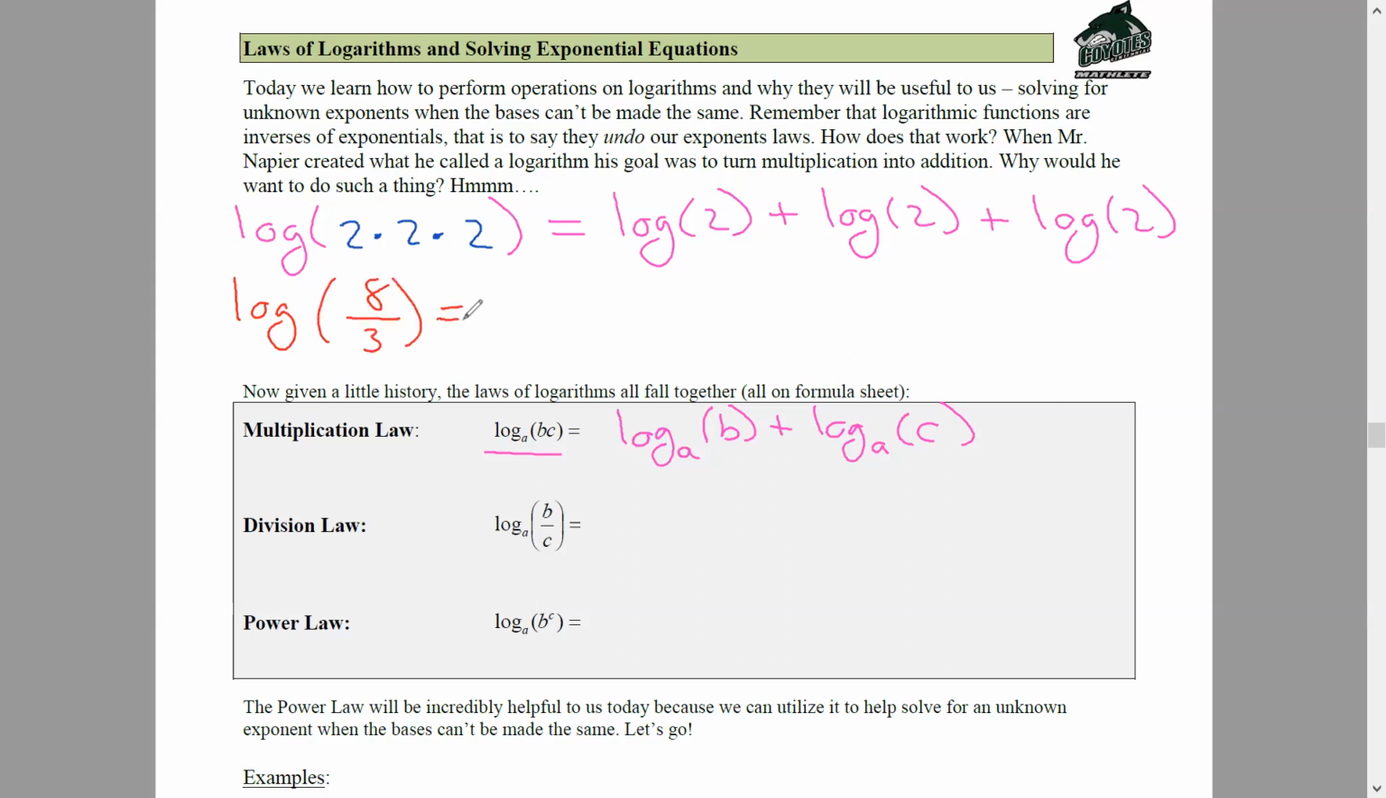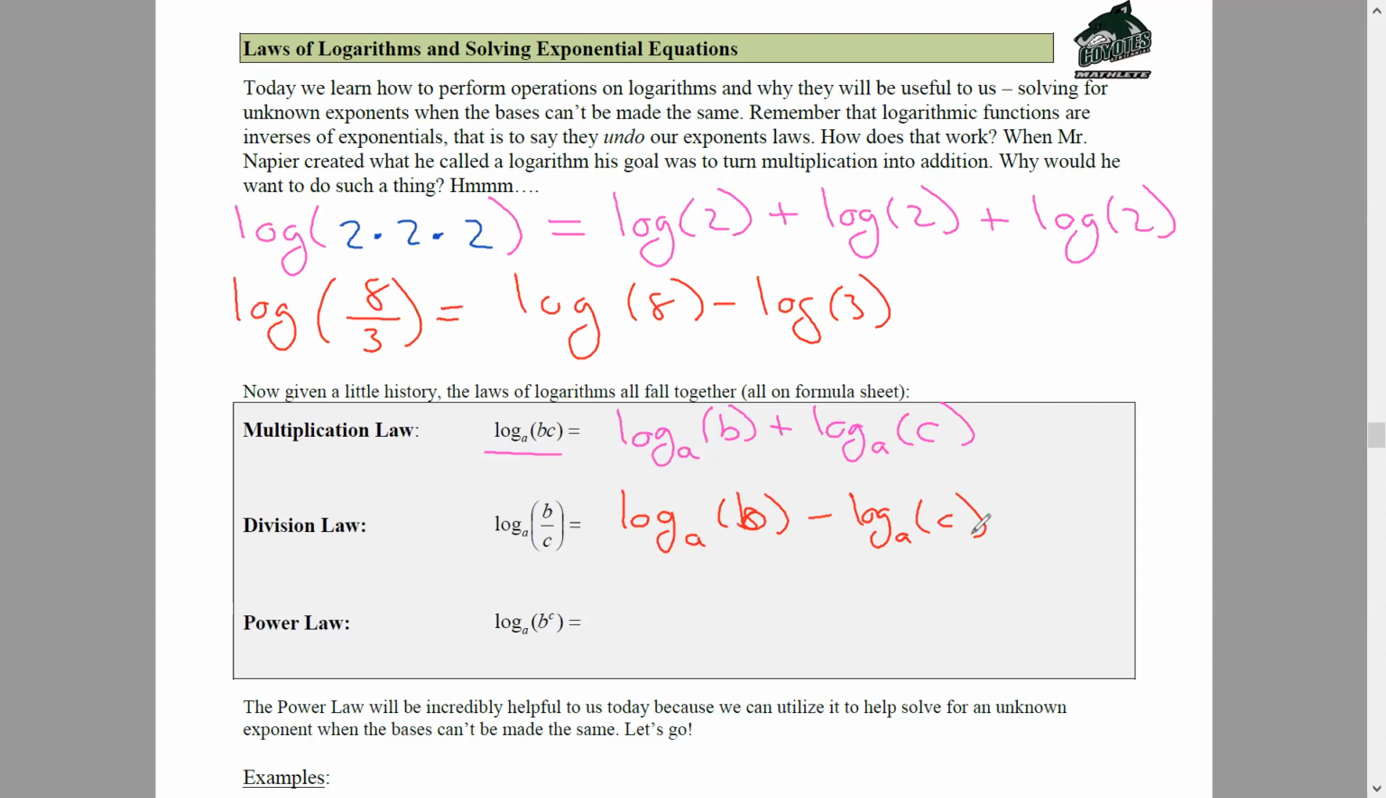Well, if multiplication turns into addition, guess what? Division is going to turn into subtraction. Now, I'm not proving these to you. It's just a little lesson to help you understand. Okay, these are definitely not proofs.